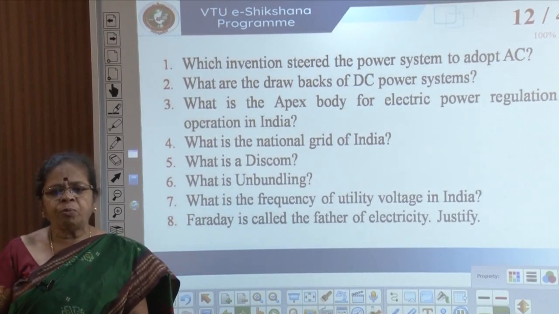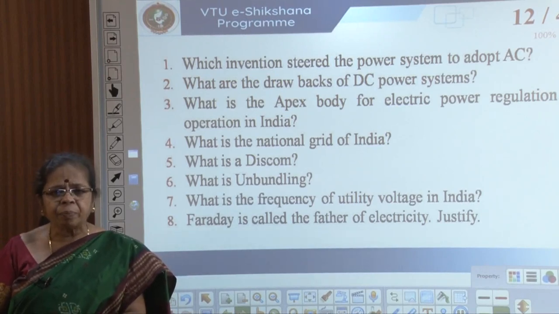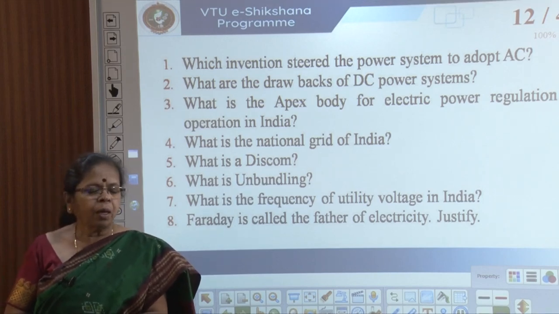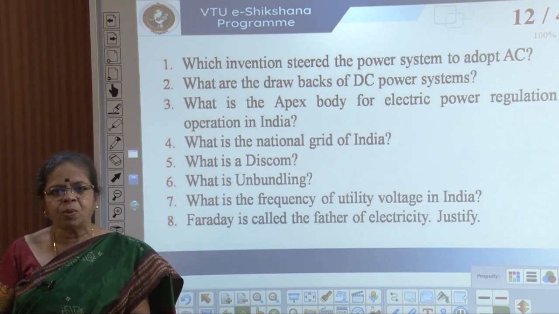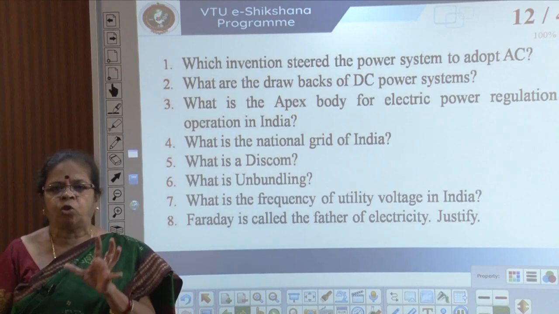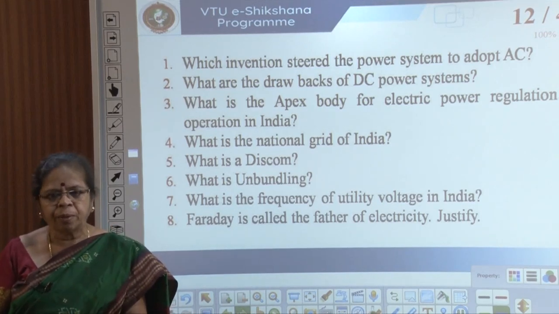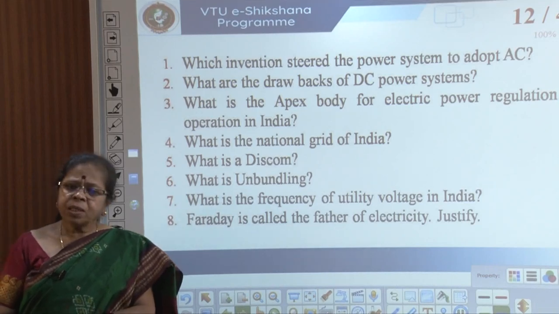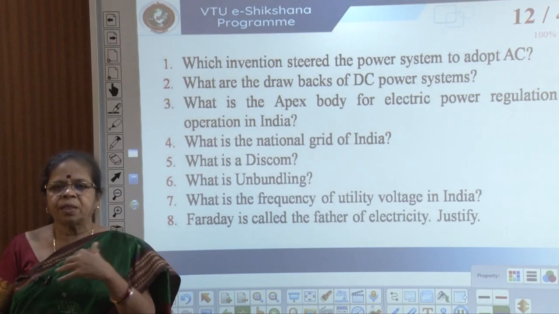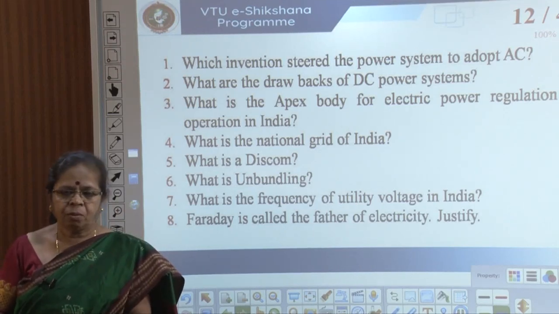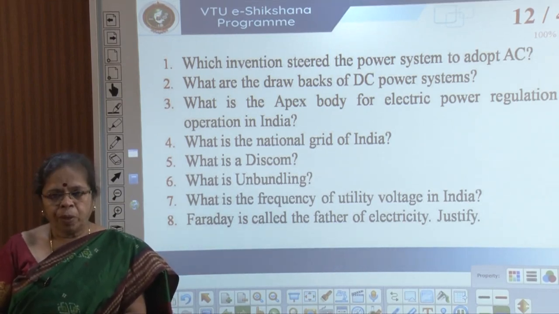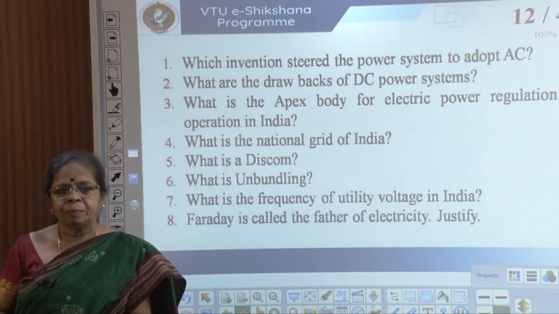What is the apex body for electric power regulation and operation in India? It is the CEA. Again, I reiterate, please go and visit their website. You will get a lot of information about the Indian power sector. And I'm sure as an Indian, you would all be very proud of the humongous nature of our grid and how beautifully we operate it. Next, what is the national grid of India? That is the grid where all the five regional grids have been synchronized. So what is a DISCOM? DISCOM is a distribution company.